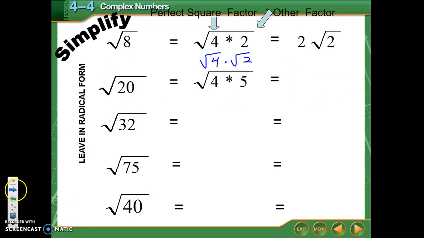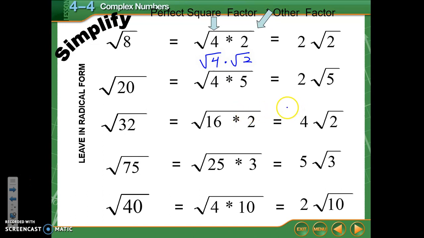So 20 is the square root of 4 times the square root of 5. The square root of 4 is 2, and then the 5 stays underneath. I would suggest that you pause the video and see if you can figure out the next 3. Alright, this is how we simplified the other 3.